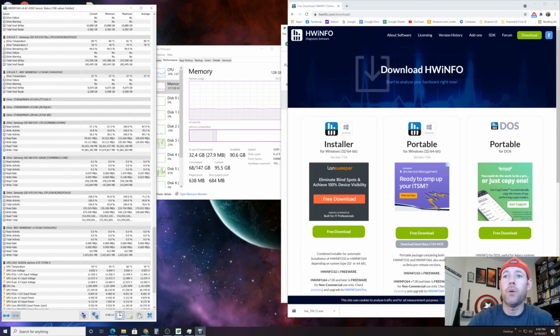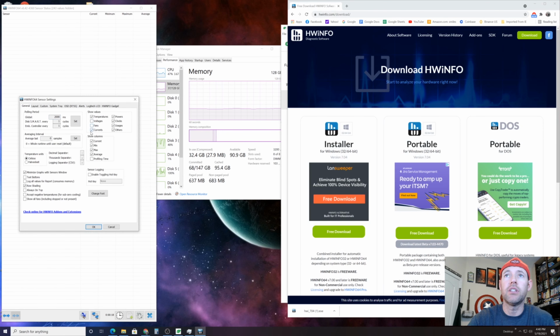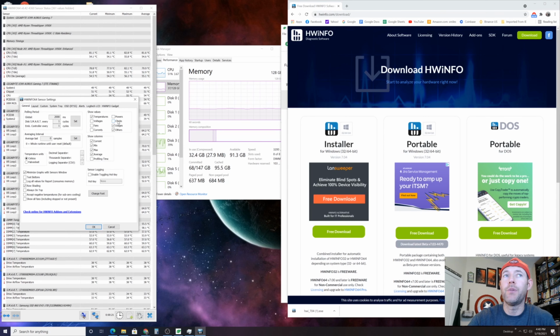Alright, so while we're down here on the bottom, because we don't need all of this info, we're going to come in here, and we are going to get rid of voltage, fans, current, power, and clocks. I thought I could find what I needed with clocks on this. I wasn't even sure what settings were all in here because I know I don't use any of them. I was only using temperature before, but right now we do need usage and other, I believe.